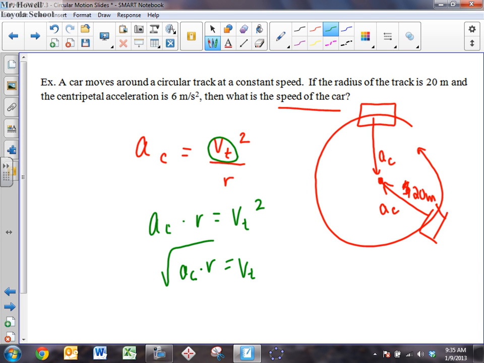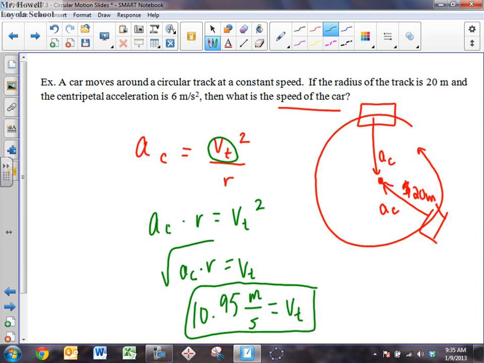What do you get for a number? I got Vt equals 10.954. Because AC times R is 120. 954. Okay, what about units? Meters per second. Again, what is this? This is the speed. Remember, speed and velocity are measured in length over time. Meters per second.